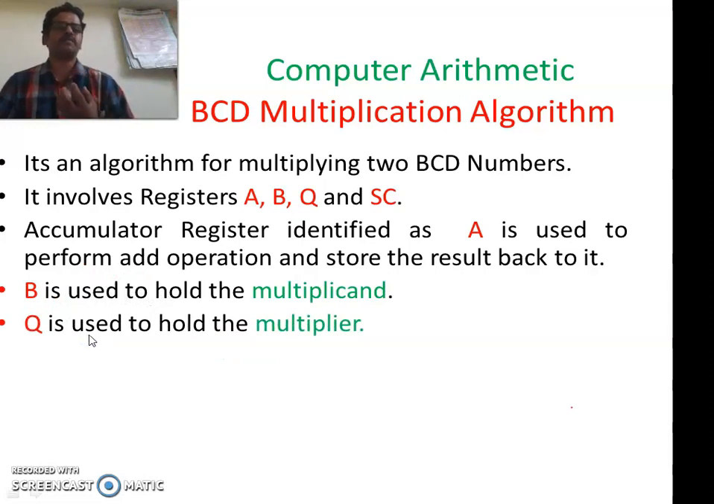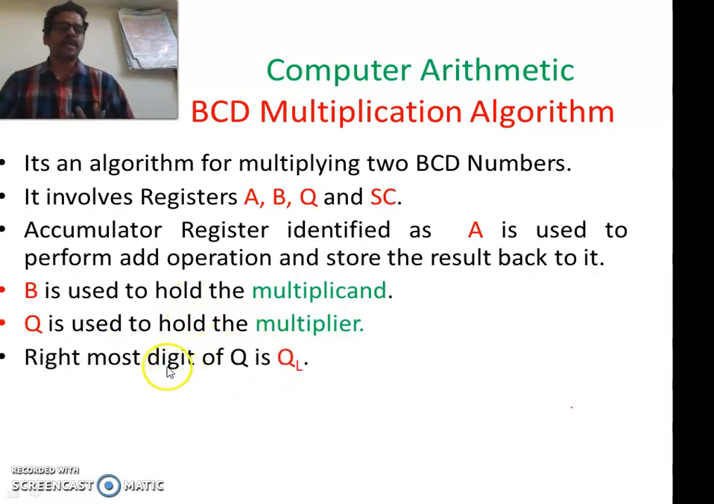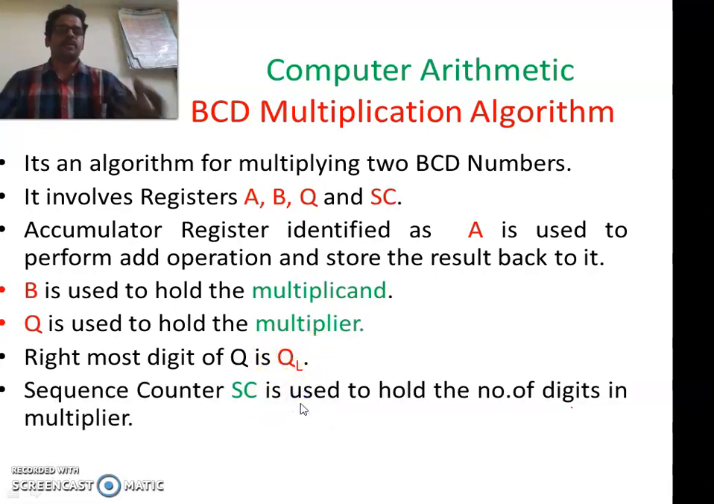We are already familiar with these multiplicand and multiplier terms. If you are performing 3 into 4, the multiplicand value is 3 and the multiplier value is 4. The rightmost digit of the Q register is QL. This is very important to note down because the entire algorithm is based on the value of QL. Next, the sequence counter is going to hold the number of digits in the multiplier, or the number of digits in the Q register. The process is going to be repeated until the sequence counter reaches 0.